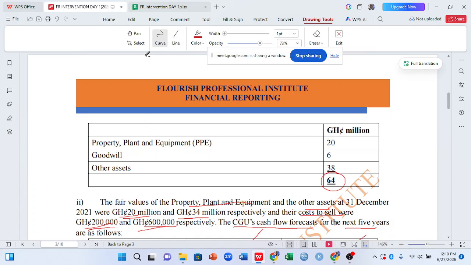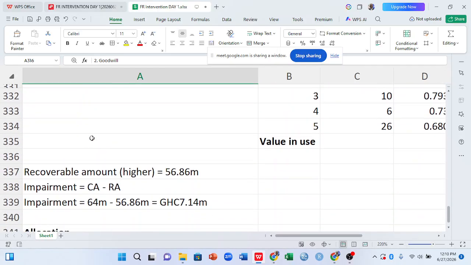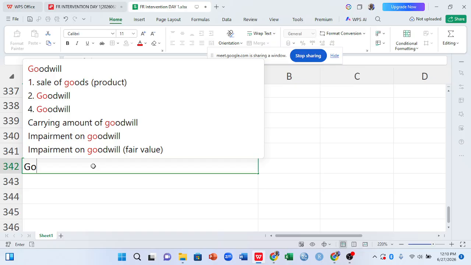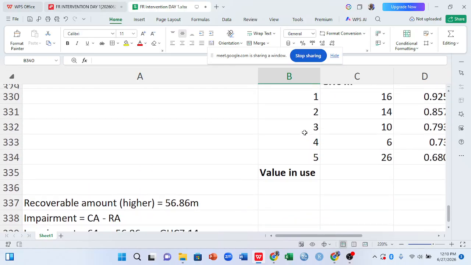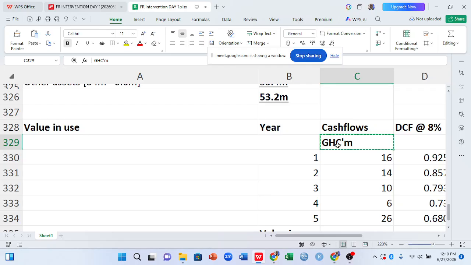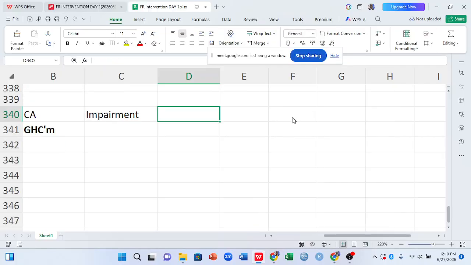So what's the next thing we move on to? The next thing is goodwill. So we'll bring our goodwill. What's the carrying amount? We bring the carrying amount. Bring the carrying amount less the impairment, and then we get a carrying amount after impairment.